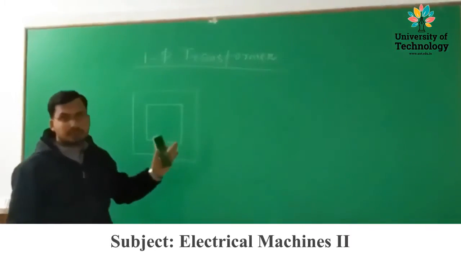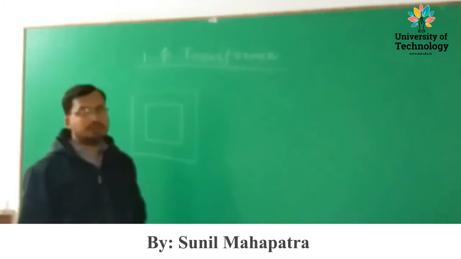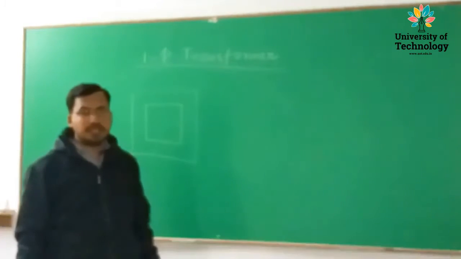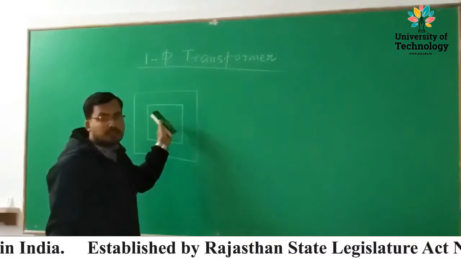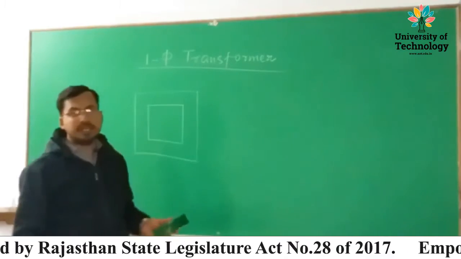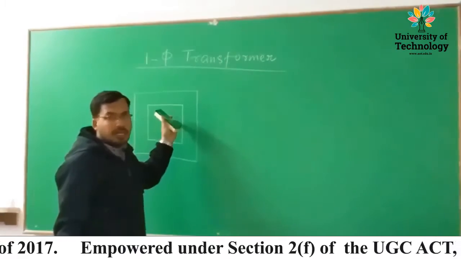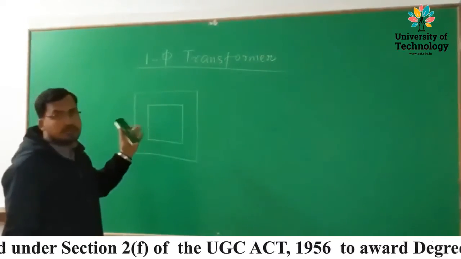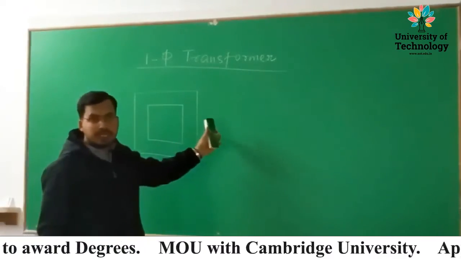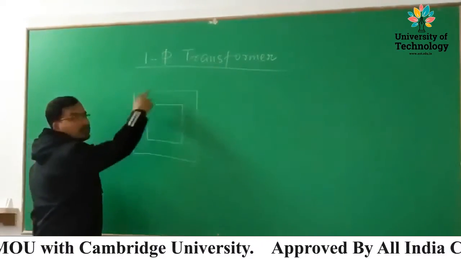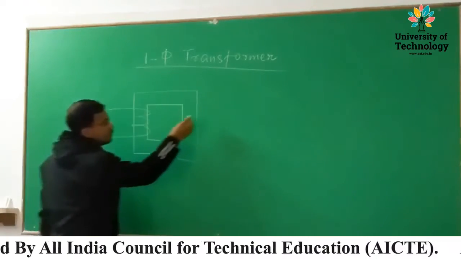Now what is a transformer? A transformer is a static device which transfers electrical energy from one circuit to another circuit with constant frequency. This transformer operates on the principle of Faraday's law of electromagnetic induction. In this transformer we are using a core, and for a single phase transformer we are using two windings, which is why it is called a two winding transformer. This is a core which is represented here, and on both sides we are drawing the windings.